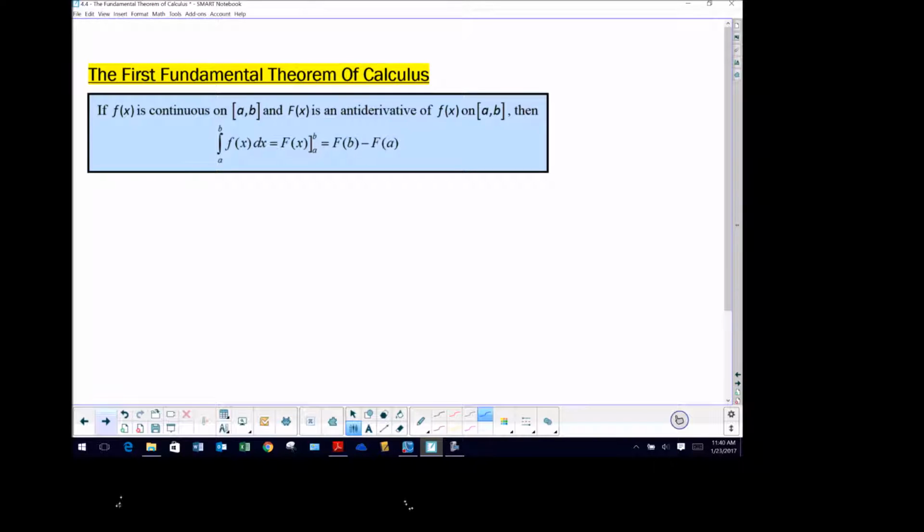So what exactly is the first fundamental theorem of calculus? Well, it says here that if you've got a function f of x that's continuous on a closed interval [a, b], and if we declare that capital F of x is the antiderivative of f of x on that closed interval, then it says the definite integral of f of x with these boundaries, a and b. Again, probably not a new thing for most of you.